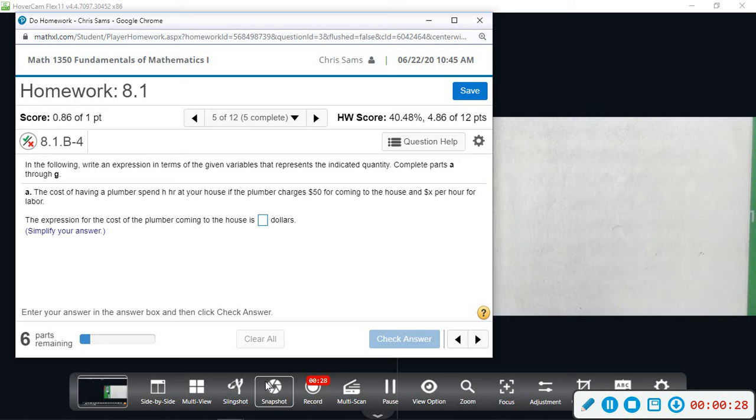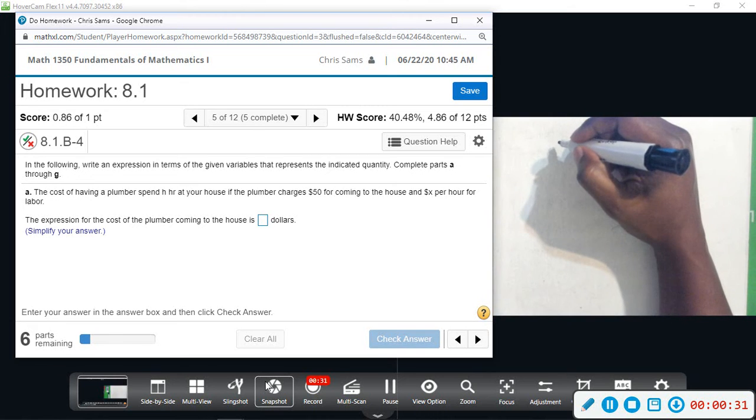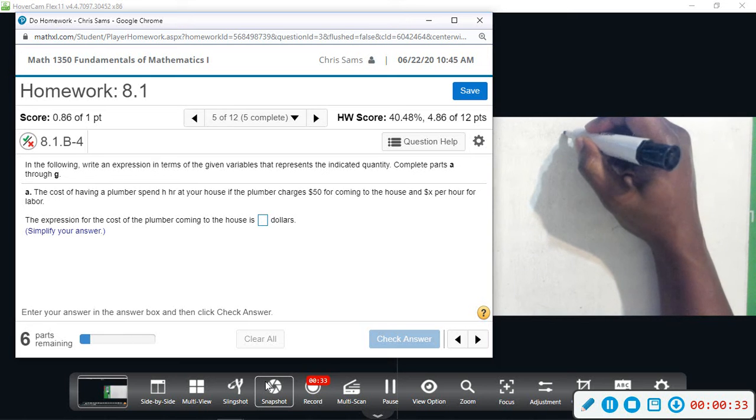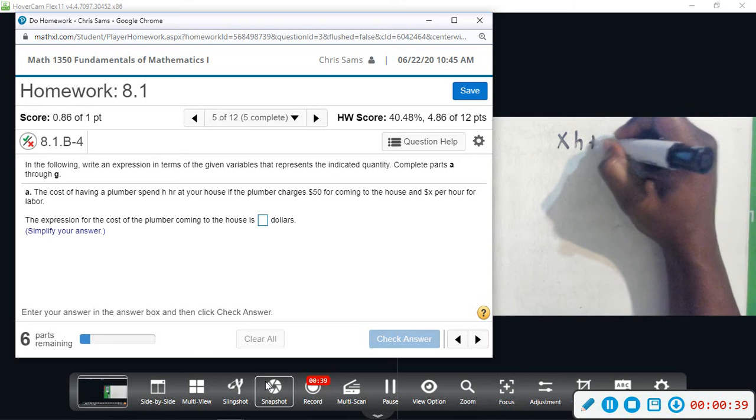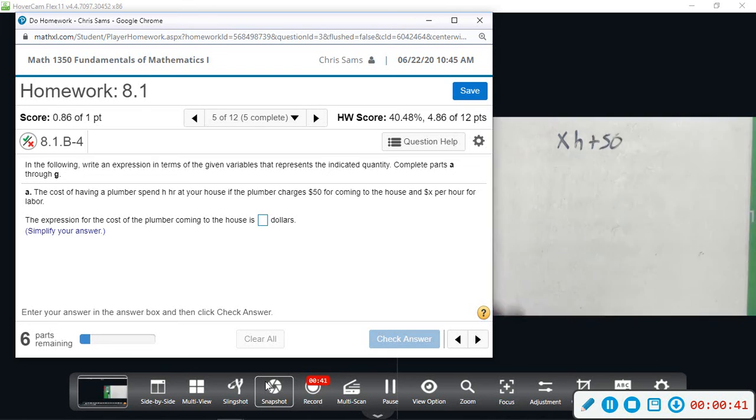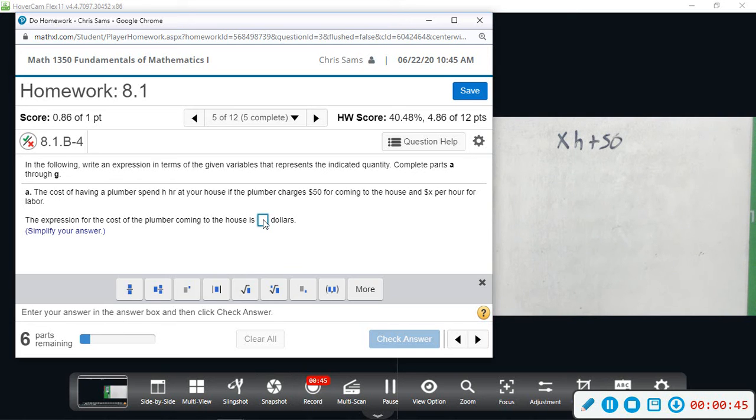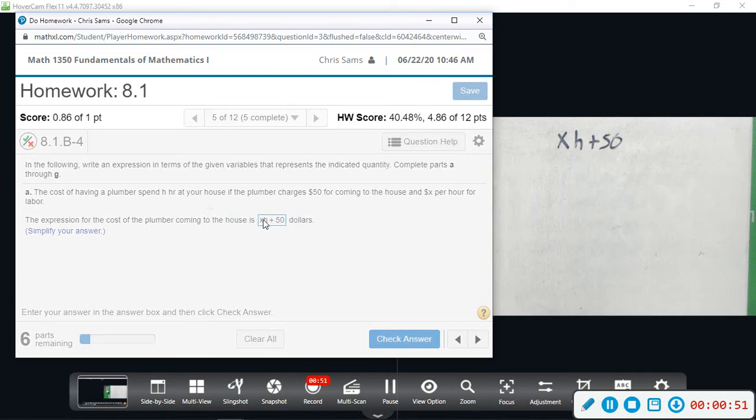Okay, so we have X dollars as the cost per hour, so X money times hour plus the initial charge of 50. Okay, so our equation is going to be X dollars times H hours, XH, plus the initial 50 for just coming.